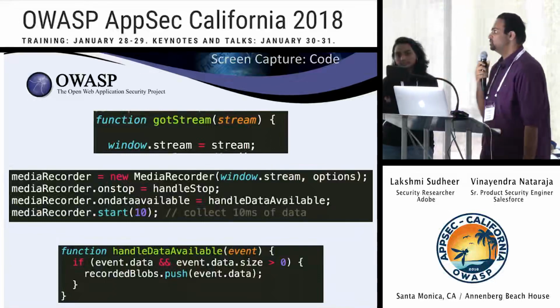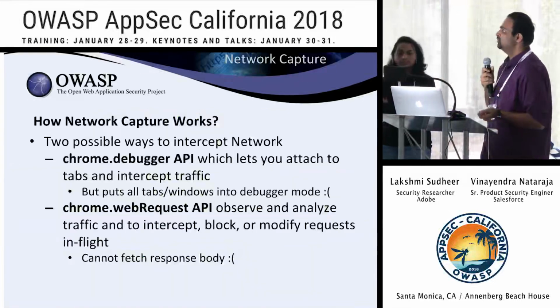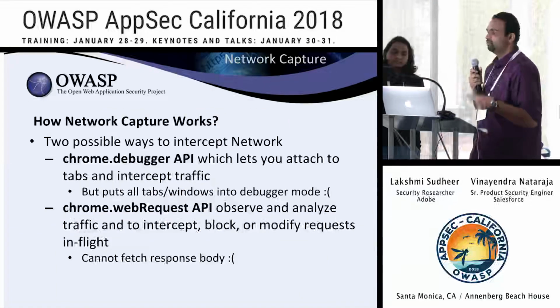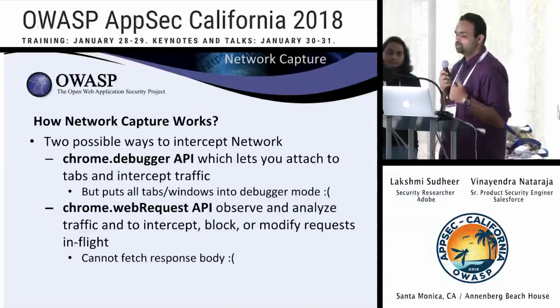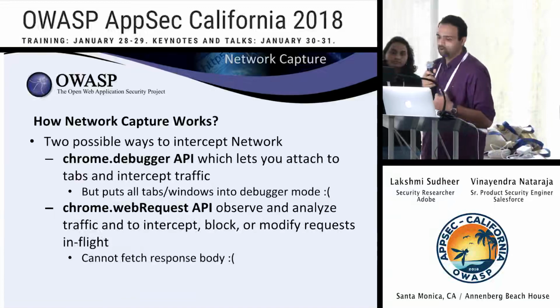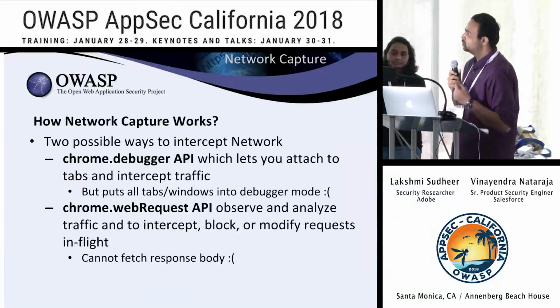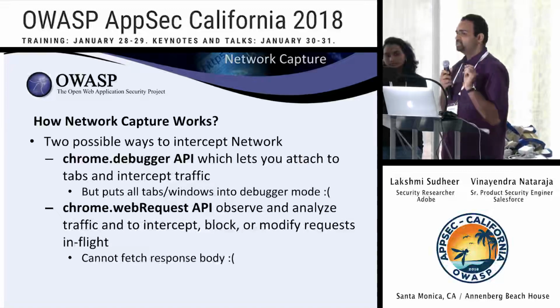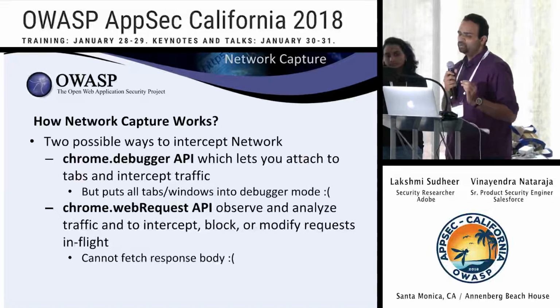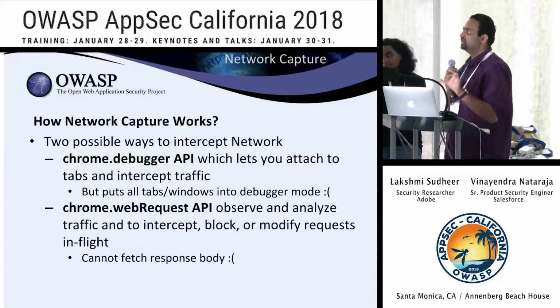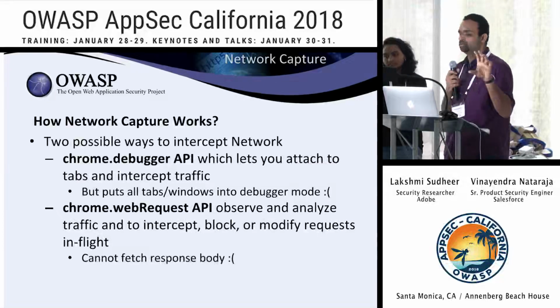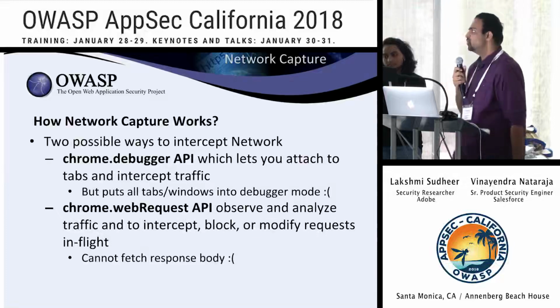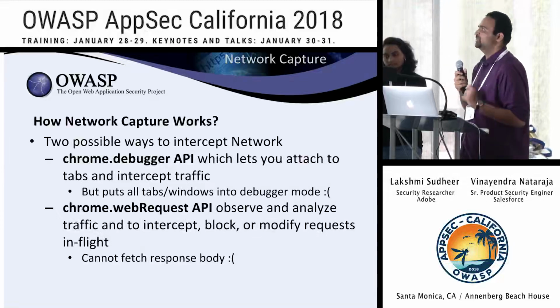Let's look at network capture. If you want to build an extension and you want to have network capture, you have two possible ways of doing this. You can use the chrome.debugger API or the chrome.webRequest API. The chrome.debugger API is really good because you can attach a debugger and intercept traffic. The only problem with the debugger API is that it puts all the tabs in debugger mode. That means you're going to see a big bar at the top telling it's in debugger mode, which is not exactly good because we are capturing the screen as well.